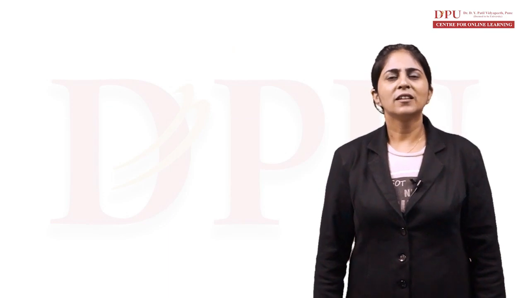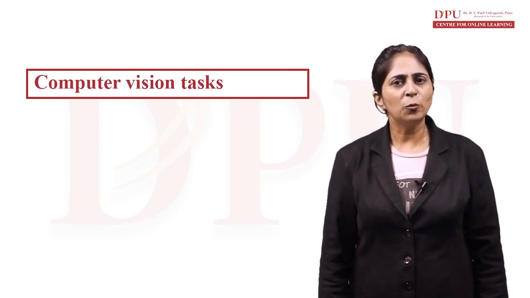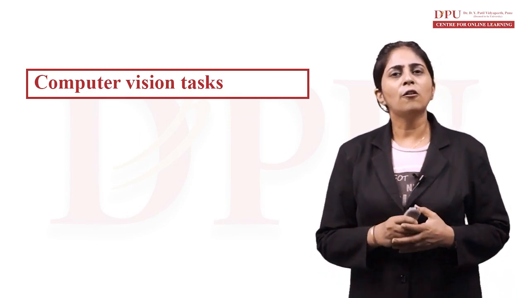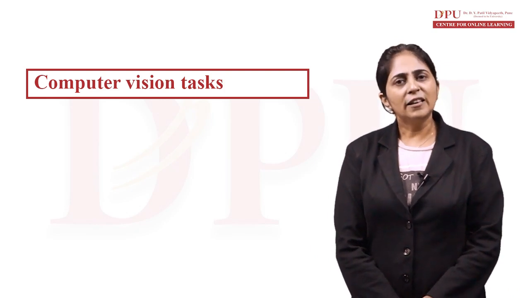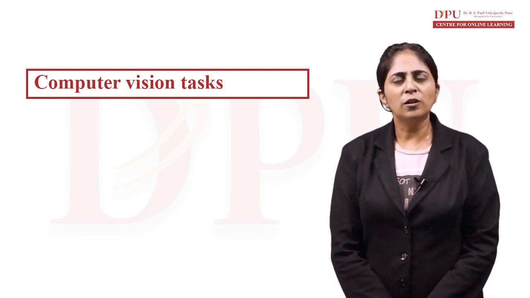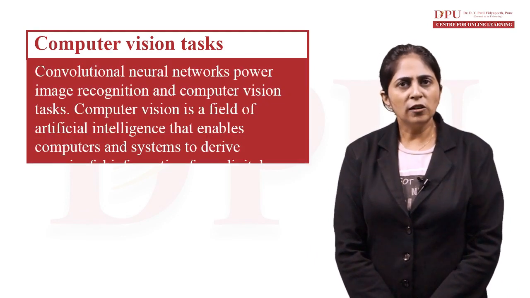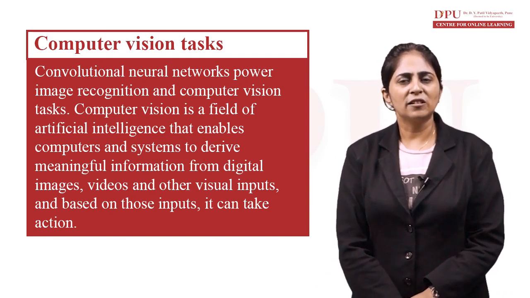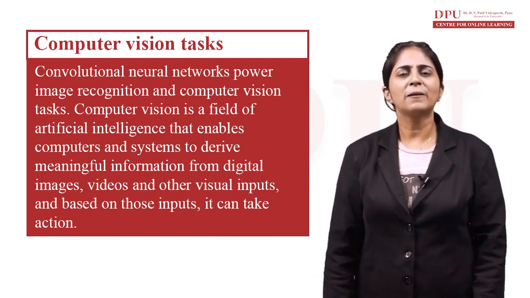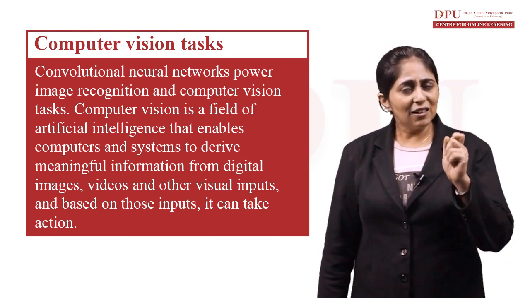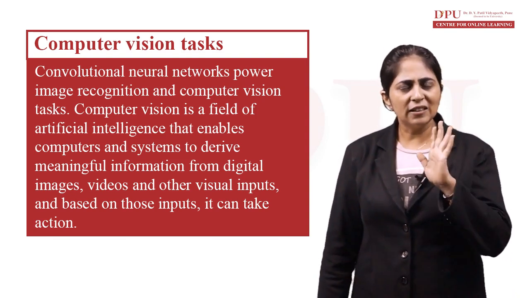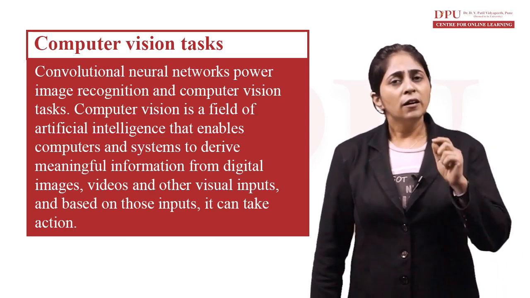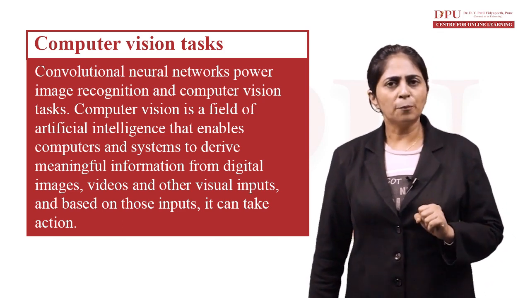Talking about the next topic, which is very important here, the computer vision task. If we are using image recognition in the field of convolutional neural networks, we are definitely applying them to computer vision tasks. Convolutional neural networks power image recognition and computer vision tasks. Wherever we apply computer vision, CNN empowers it, because it serves our purpose of image recognition. So what is computer vision?